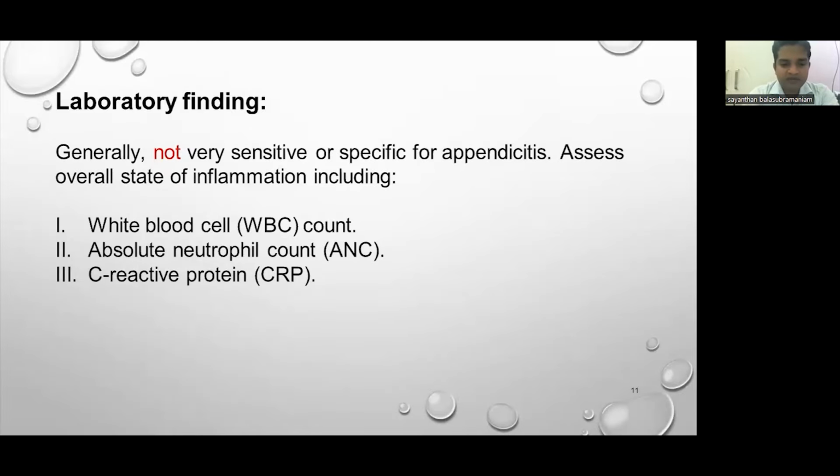As far as we know, for every abdominal pain we will think about appendicitis and order blood counts. But that is not very sensitive or specific for appendicitis. Usually we request a full blood count or complete blood count, especially checking the WBC count, white blood cells. Sometimes we check the absolute neutrophil count and C-reactive protein. But these common inflammatory markers can rise in various medical conditions, including urinary tract infection or any other abdominal pathology. So this is not very sensitive or specific, but it will give some idea about the progress. So we need to correlate clinically with the blood investigation findings.